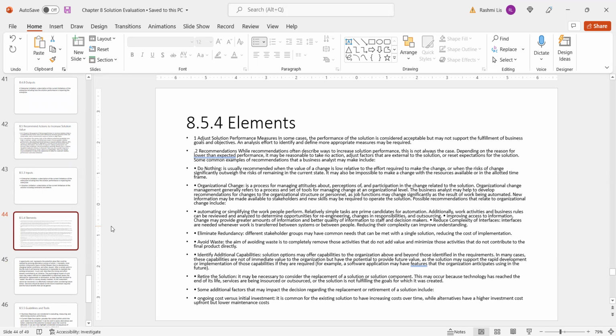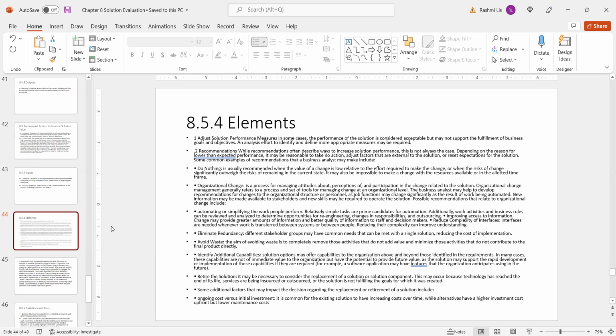Some of the elements of this task are adjusting solution performance measures. In some cases, the performance of the solution is considered acceptable but may not support the fulfillment of business goals and objectives. Number two is recommendations. While recommendations often describe ways to increase solution performance, this is not always the case. You can either do nothing, as is usually recommended when the value of the change is low relative to the effort required to make the change.